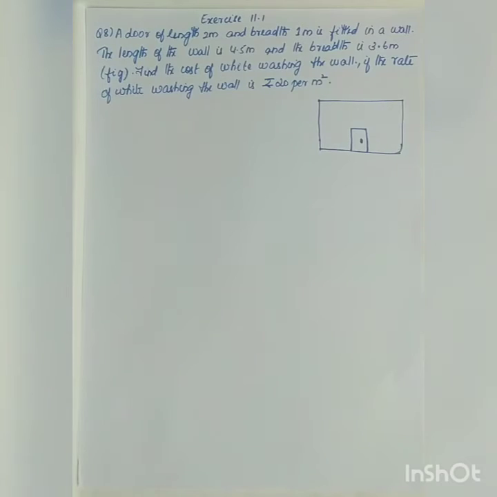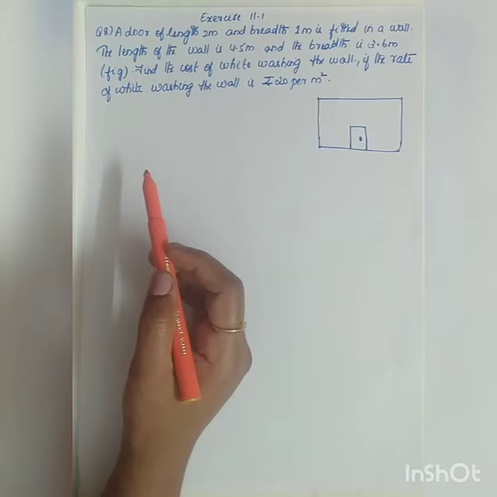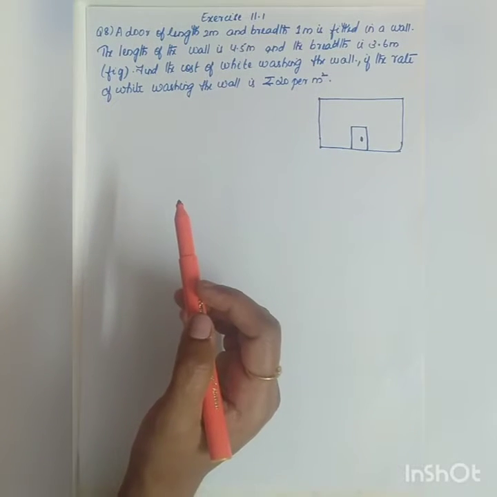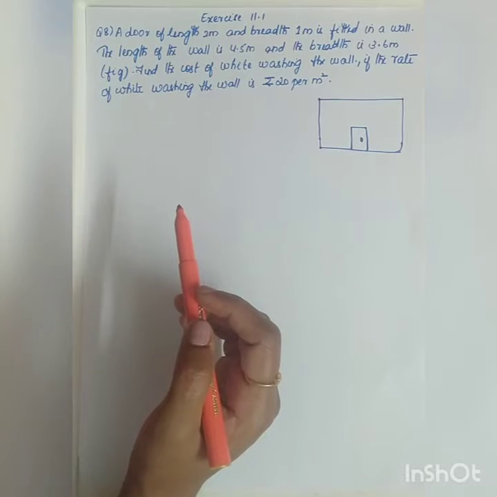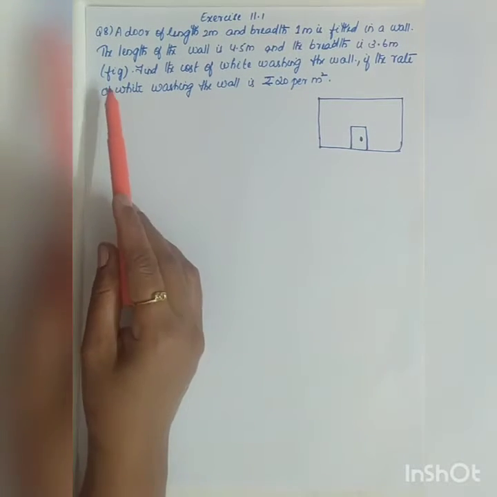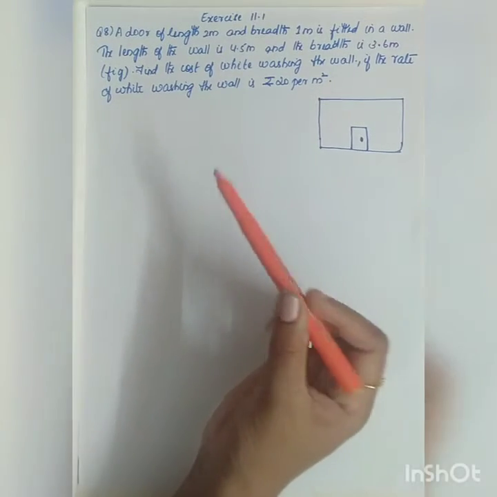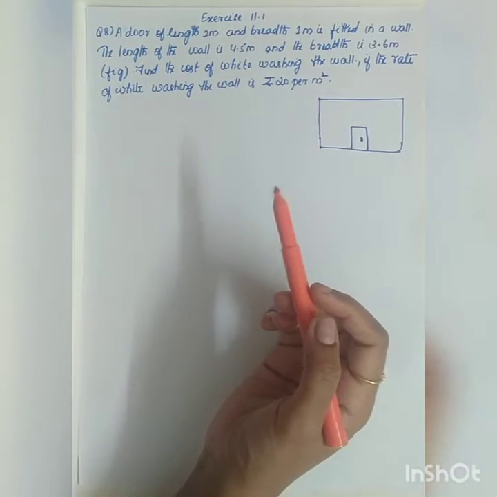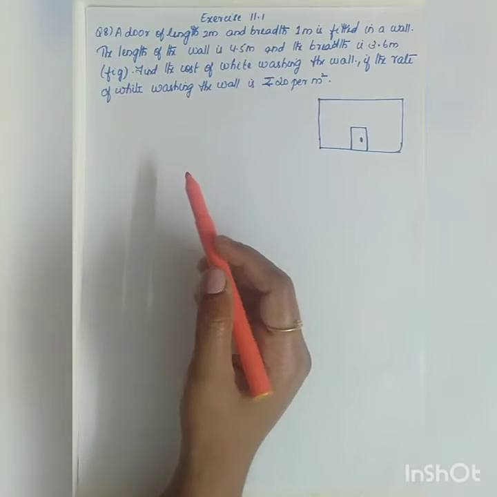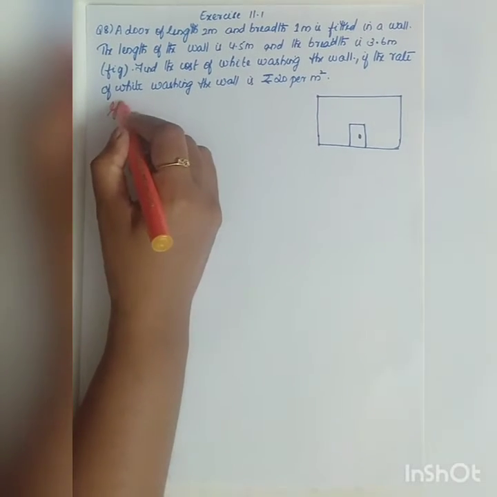So the next question is exercise 11.1, question number 8. A door of length 2 meter and breadth 1 meter is fitted in a wall. The length of the wall is 4.5 meter and the breadth is 3.6 meter. Figure is shown. Find the cost of whitewashing the wall if the rate of whitewashing the wall is rupees 20 per meter square. So what are the given parameters?